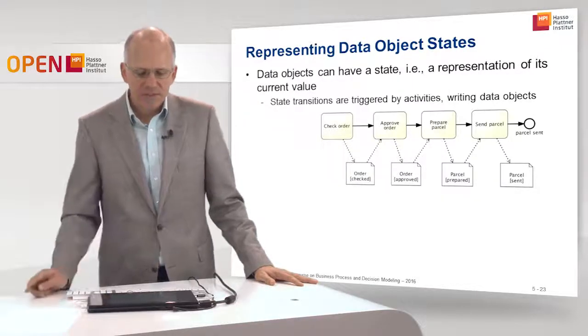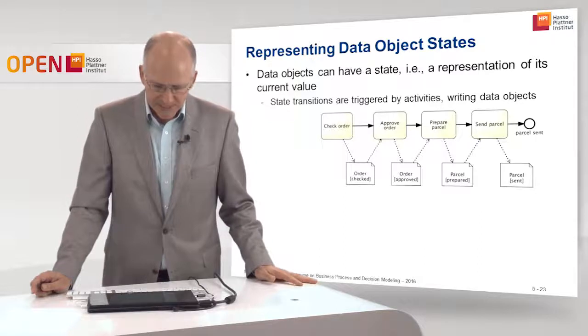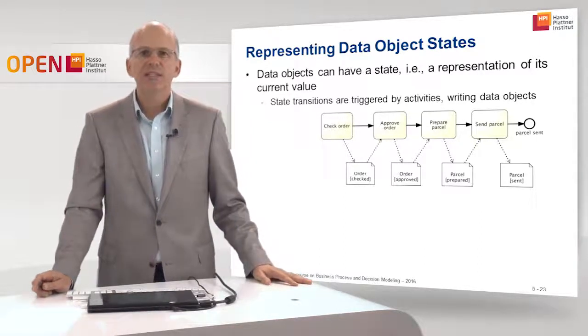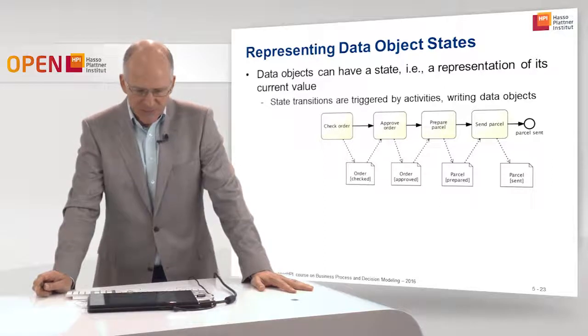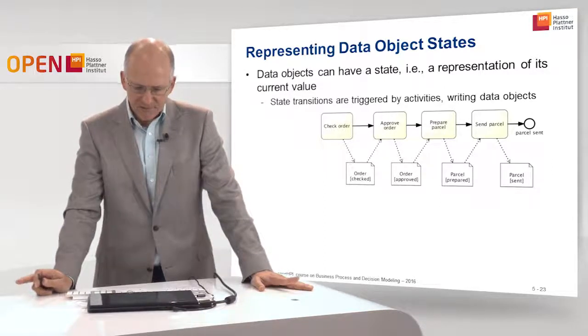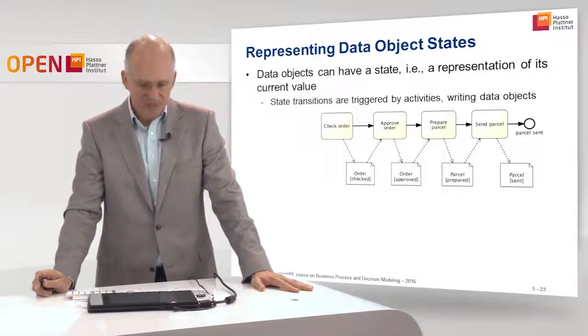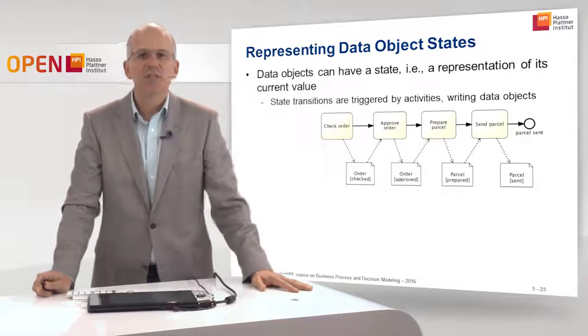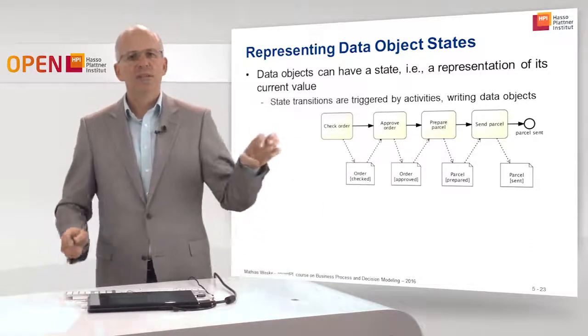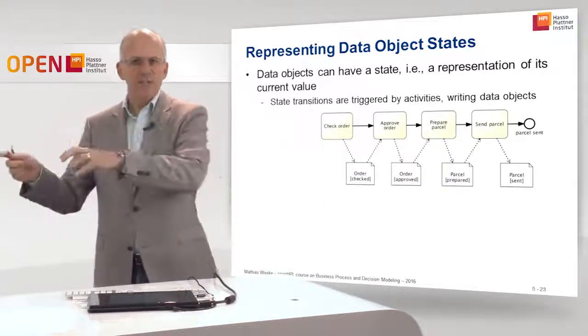All right, finally in this video I want to discuss data object states. We already said that data objects can also have states. A data object can have a state that is a representation of the current value, and state transitions are triggered by activities that write data objects. So an activity can read a data object in one state, make modifications, and write the same data object in a new state.